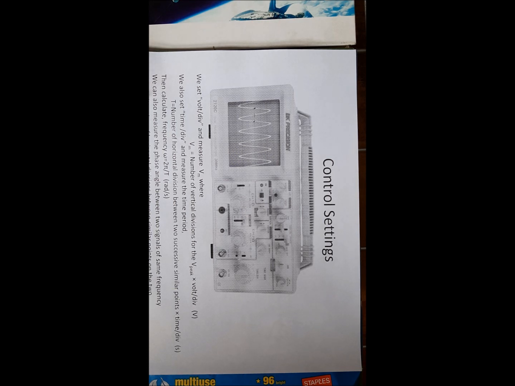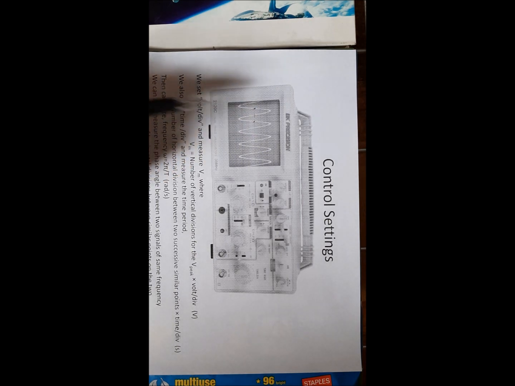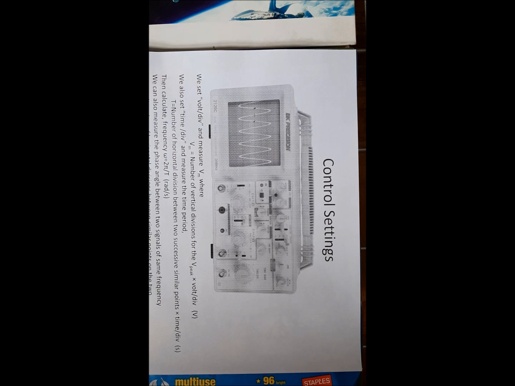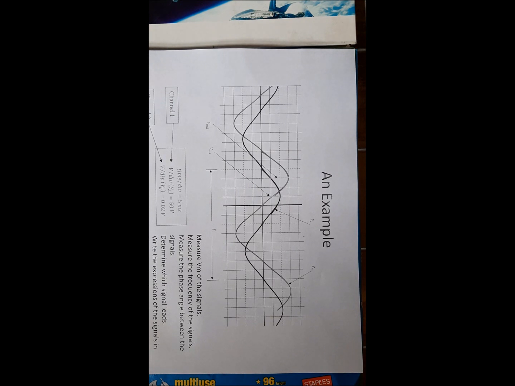So how can we find the phase angle between two signals? Phase angle is the number of horizontal divisions between similar points of two waveforms divided by the number of horizontal divisions for a cycle, times 360 degrees. So let's say one wave has 2 divisions from here. 2 divisions equal 360 degrees. So you can use this to find the phase angle. I'll discuss how to find the phase angle in the next slide.